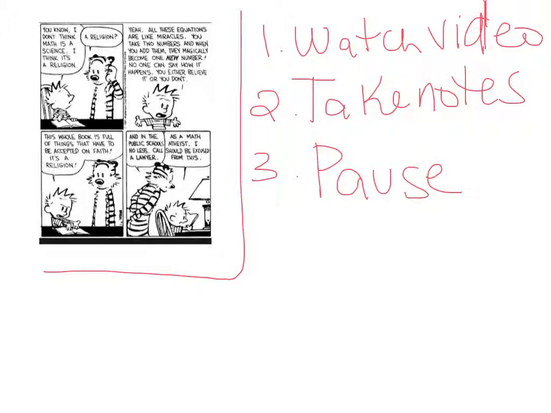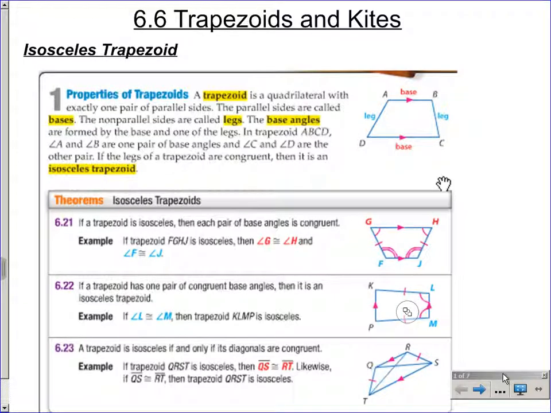Let's begin the next section. So our next section is going to be about trapezoids and kites. We explored them a little bit, and now we're just going to kind of use the properties we discovered. The properties of a trapezoid: a trapezoid is a quadrilateral, four-sided figure with exactly one pair of parallel sides. So here you can see we have one pair of parallel sides. The parallel sides are called the bases, and the non-parallel sides here are called the legs.